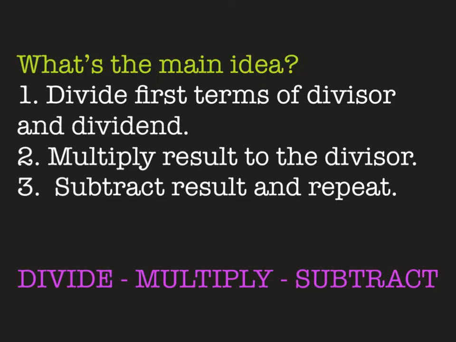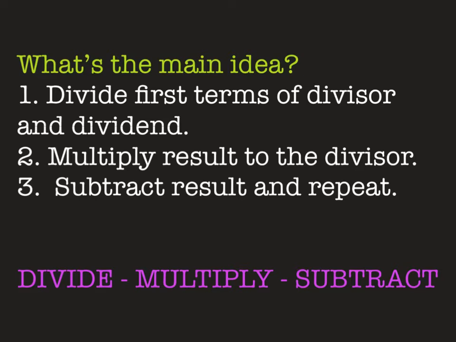So what is the main idea? We have a mantra that we can remember, and it's going to be divide, multiply, and subtract. So we need to think about what that means. First we're going to divide the first terms of the divisor and the dividend. The divisor is what's being divided into another polynomial, in case you need help with that.